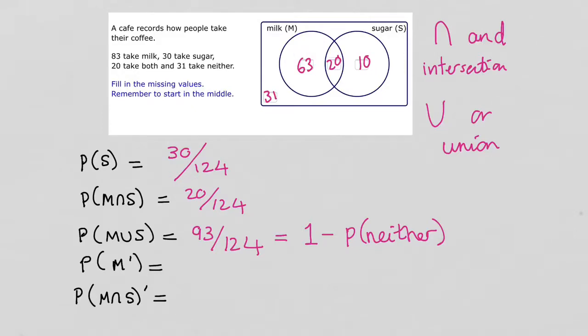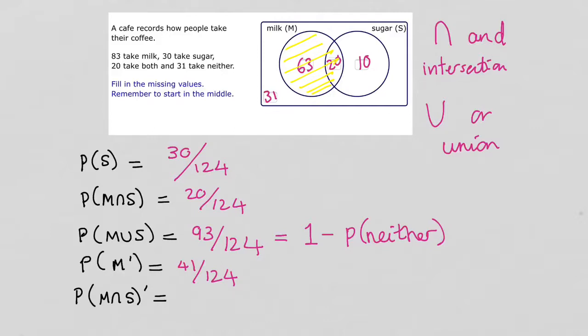This down here, this is not milk. So what is the probability that they do not have milk? So I'm going to just shade in the milk section there. So we want everyone who's not in that section there. So that would be 41 people out of 124 do not take milk.